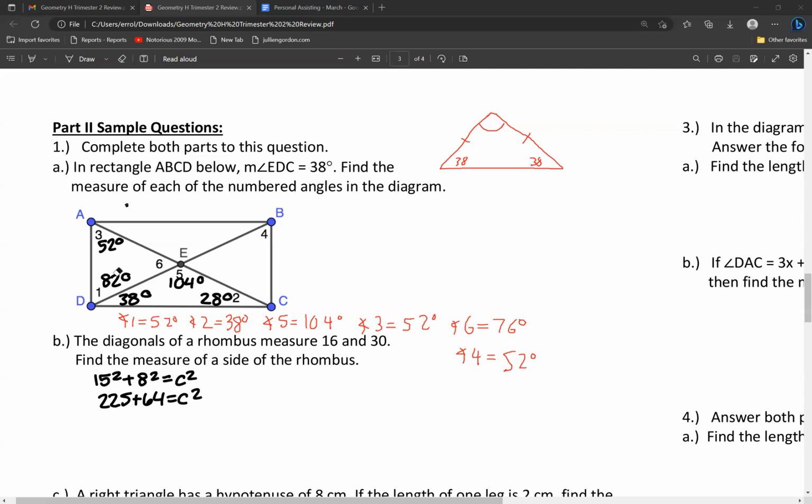Measure in rectangle ABCD below. That's 38. Find the measure of each of the numbers. Okay, we did that. We just did that. Oh, so take a picture of that or copy that down. I have that. Okay. Can I erase it? Yeah. All right.